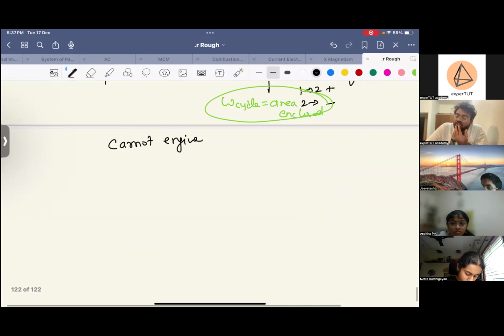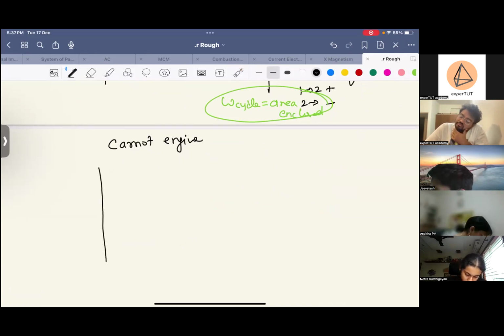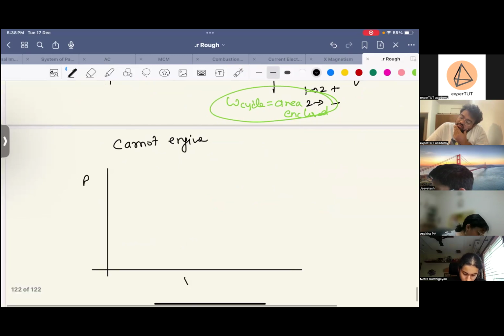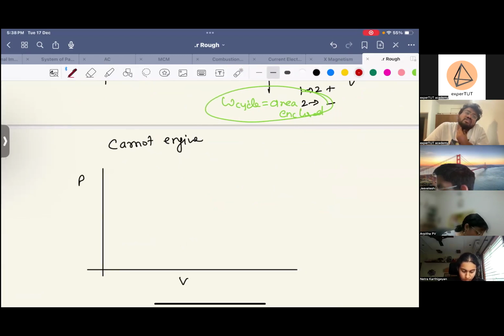Okay, let's write the Carnot engine. What is a Carnot engine? This is a PV curve, and a Carnot engine is an engine in which there are 4 processes. Any engine, if you want to run it, should first be a cyclic process, because you need to repeat that cycle.